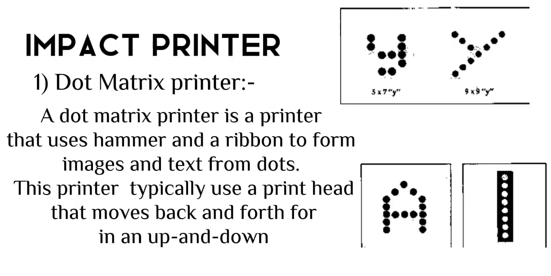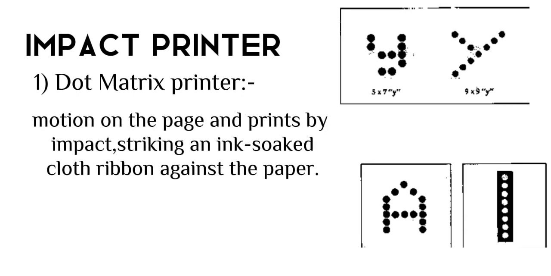Dot matrix printer. A dot matrix printer is a printer that uses a hammer and a ribbon to form images and text from dots. This printer typically uses a printhead that moves back and forth and up and down on the page and prints by impact, striking an ink-soaked cloth ribbon against the paper.